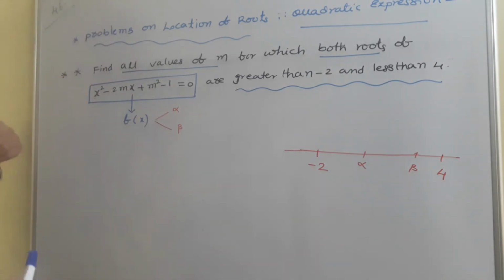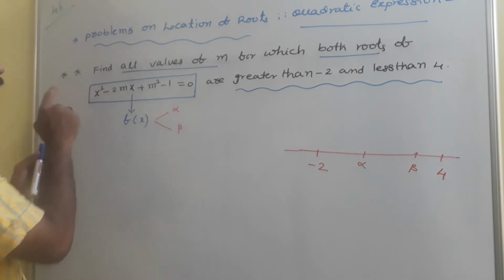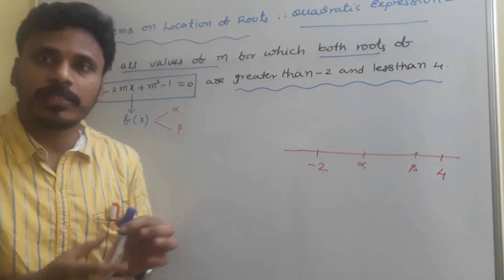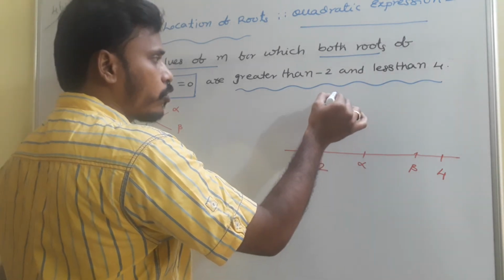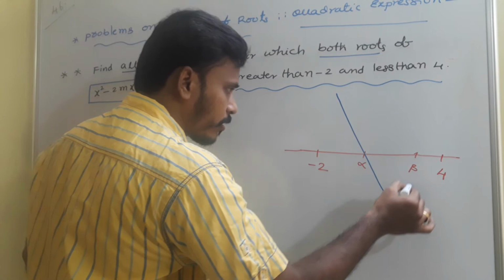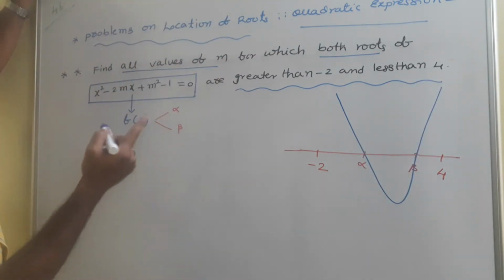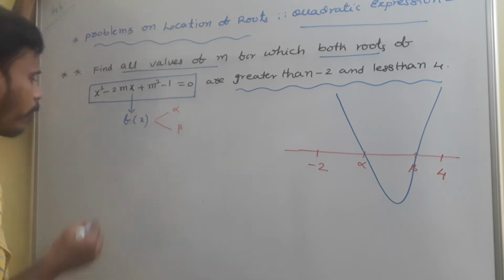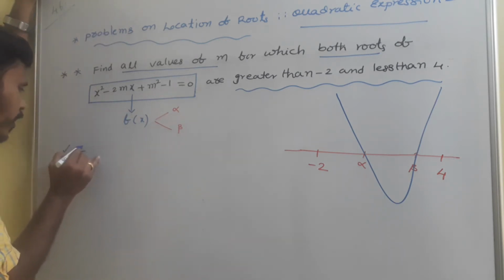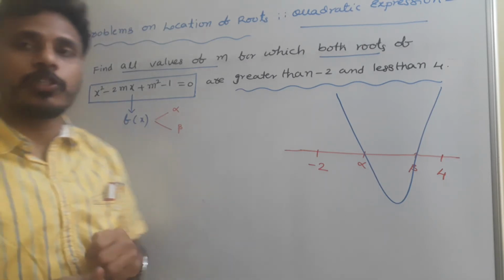And now we are going to sketch the rough graph. The coefficient of x square is 1 again, so it represents that the graph is an upward parabola, and for sure it passes through the roots. So the graph is there like this, passing through alpha and beta. Since it has two roots alpha and beta, the graph is passing through alpha and beta, an upward parabola. The first restriction is delta greater than 0, right? And the second restriction is what?